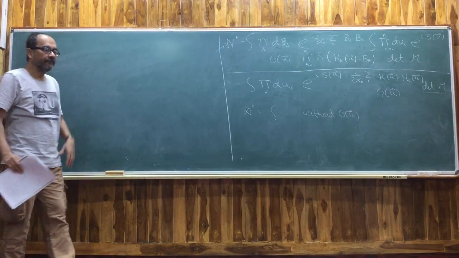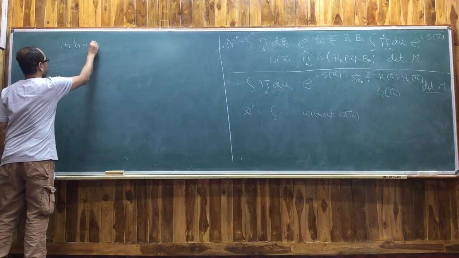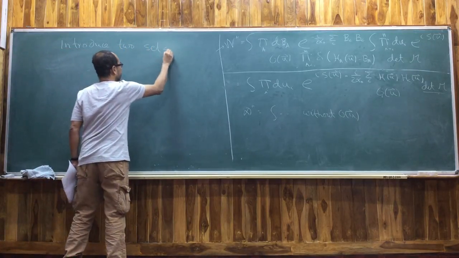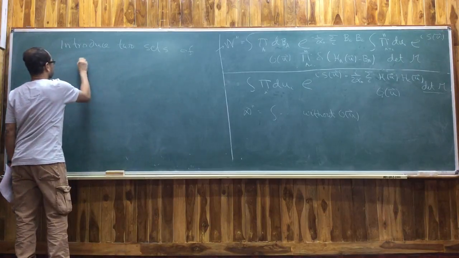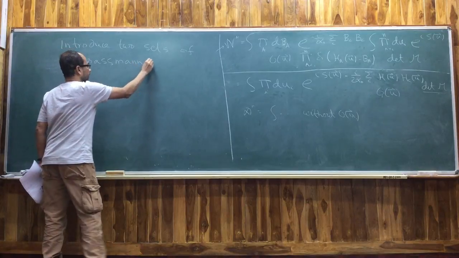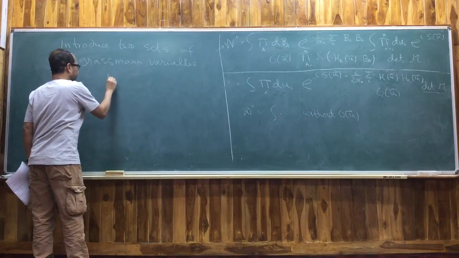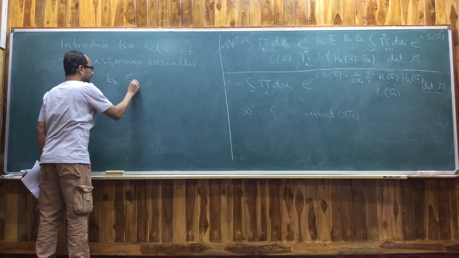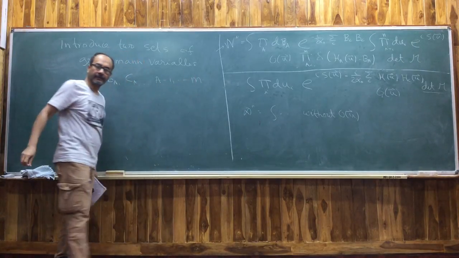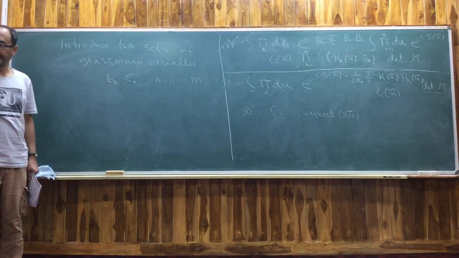So to handle determinant M, we are going to introduce two sets of Grassmann variables, denoted by b_A and c_A, with A running from 1 to m. Exactly the same number of Grassmann variables as there are gauge parameters, or the number of gauge fixing functions.